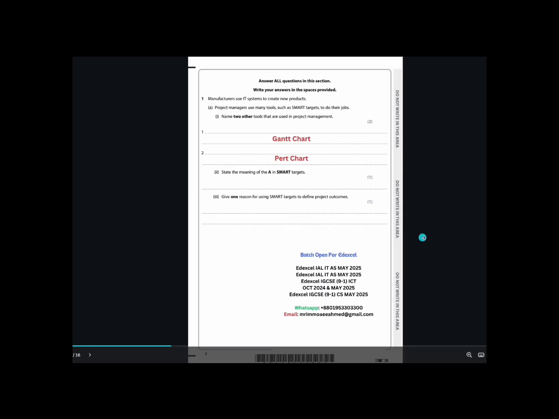Then the next question is saying to state the meaning of the A in SMART targets. So here, SMART is also a tool that is used to complete a certain task that is monitored by the project manager. So what is the meaning of the A? A means attainable, right?